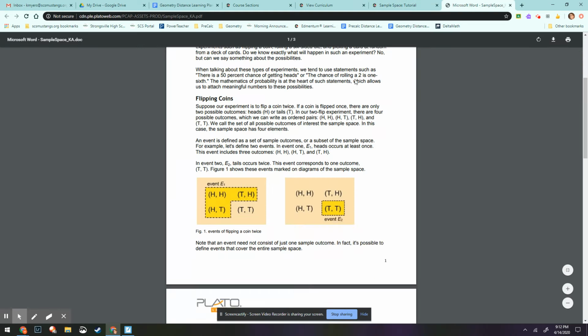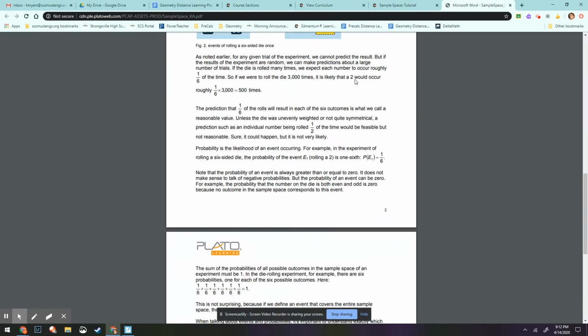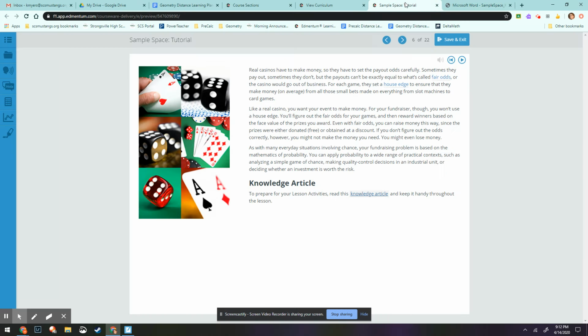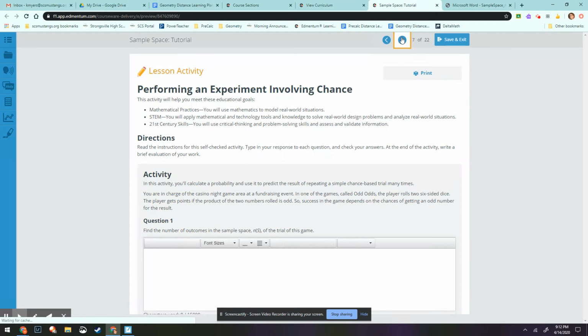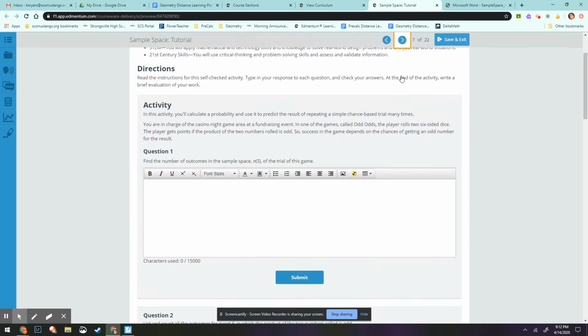Here is an article that you can choose to read if you want to, but like I said, I'm going to kind of walk you through this because math is hard to read. Like, it's even hard for me, and I know what they're talking about. So let's move on. So we have this activity. I'm going to walk you through it.